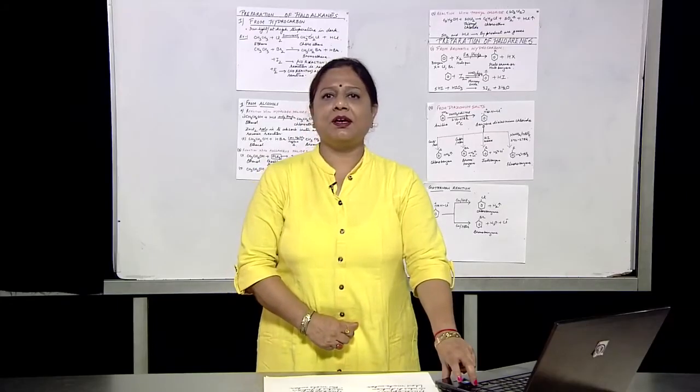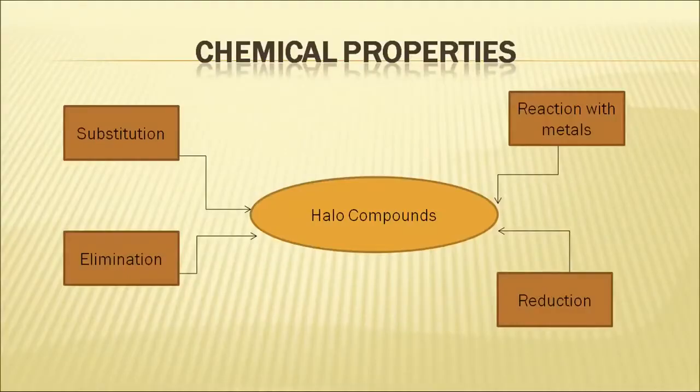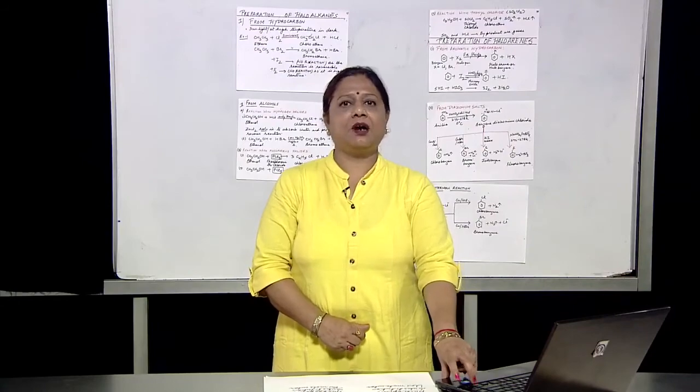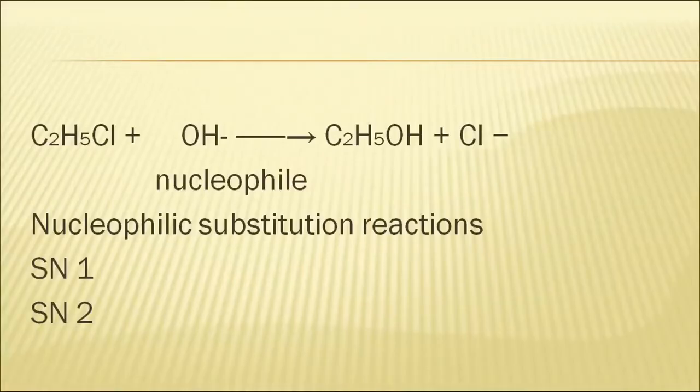Now, let us study the chemical reactions, chemical properties. Halo compounds undergo four types of reaction. One is substitution, another is elimination, reaction with metals, and reduction. First of all, let us see how the substitution reaction takes place and what the nucleophiles are, which I have already explained to you in lesson 23.